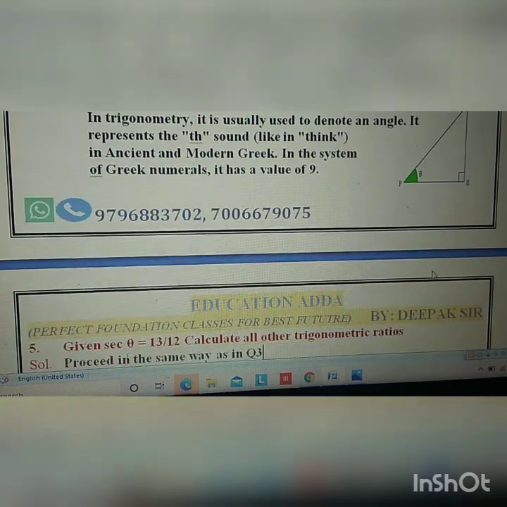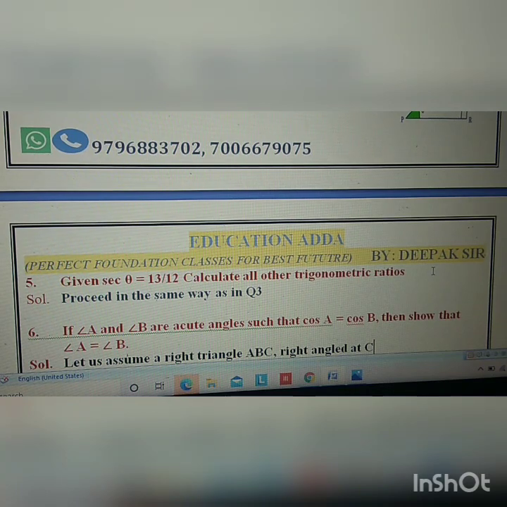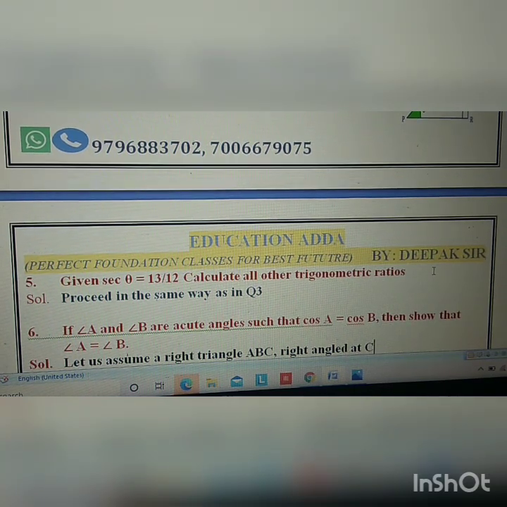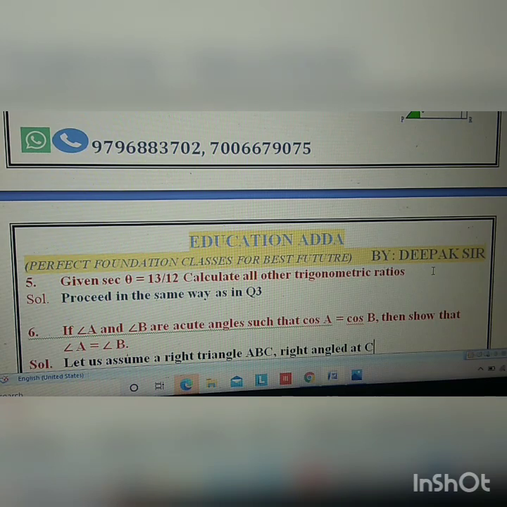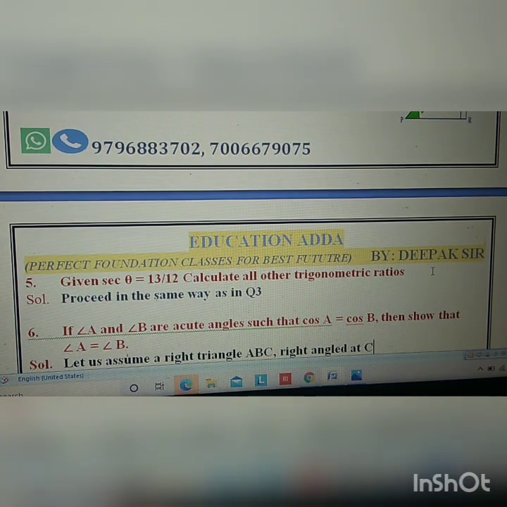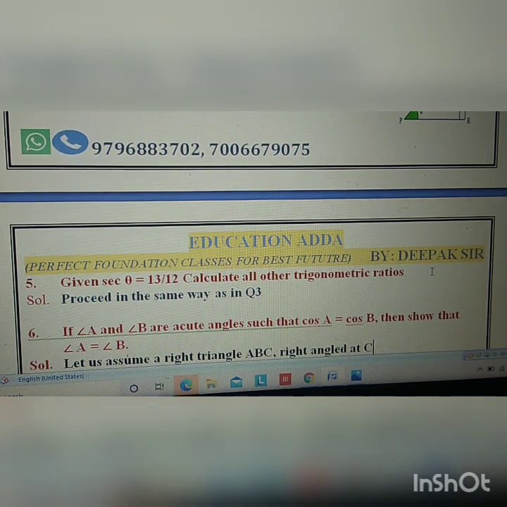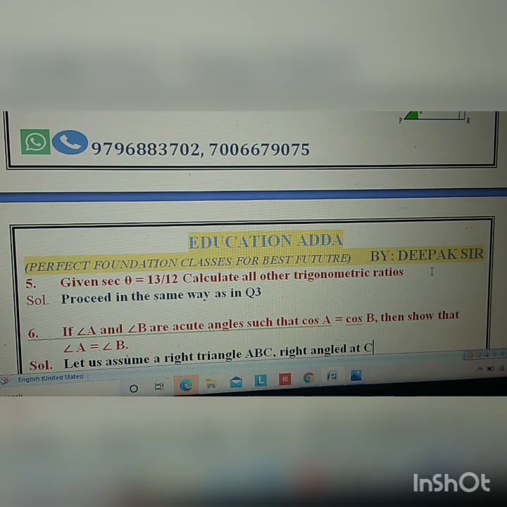So in the next question we are just given sec theta. We can take a right triangle ABC, PQR, whatsoever, and we can take any angle as theta, either angle A or angle B, except the 90-degree angle, because the 90-degree angle has a fixed value, so we don't need to assign it any value. So we can take any angle as theta except the angle 90. You have to proceed for it the same way as question number 3. So this is also a small homework or practice work for you.